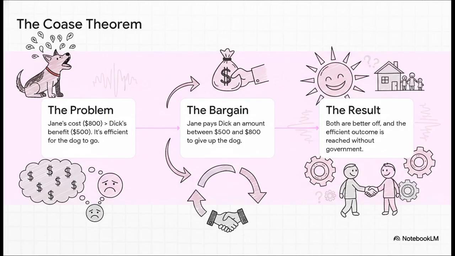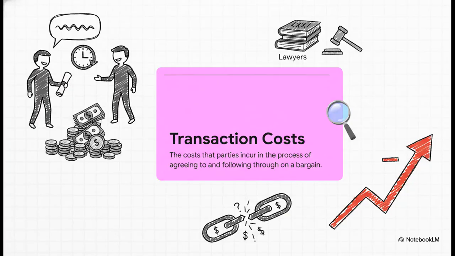And what's really wild is that Coase showed it doesn't even matter who has the legal right to begin with. The efficient result happens either way. But, and you knew there had to be a but, right? This is a huge one.